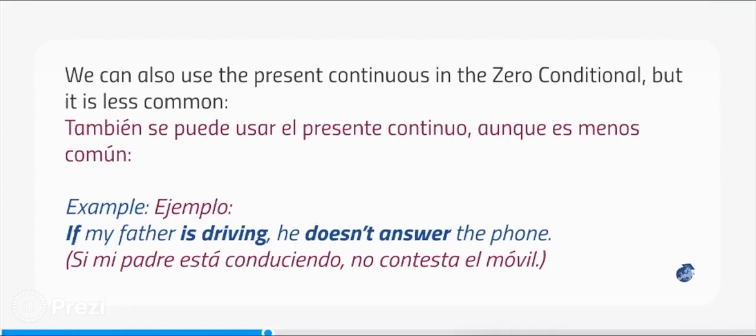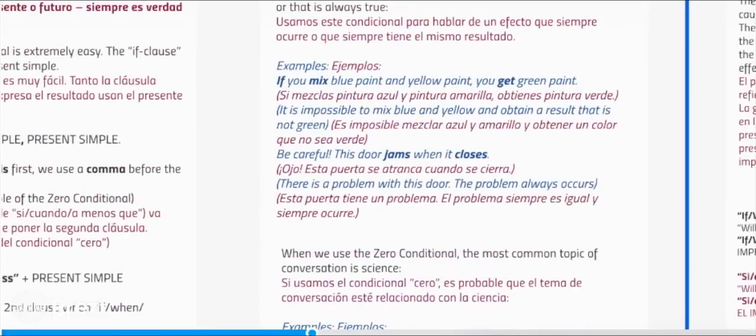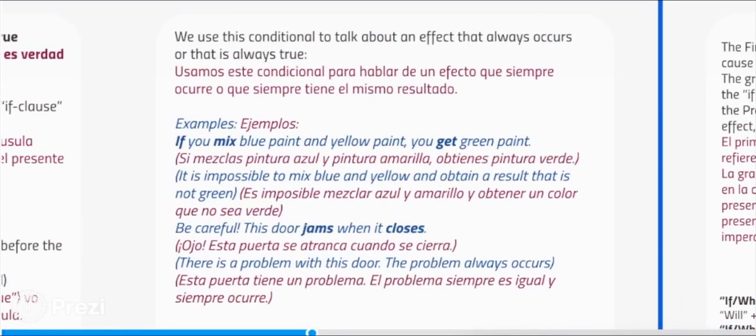We can also use present continuous in the zero conditional, but it is less common. Example: if my father is driving, he doesn't answer the phone. We use this conditional to talk about an effect that always occurs, or that is always true.